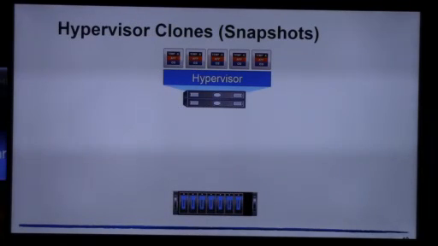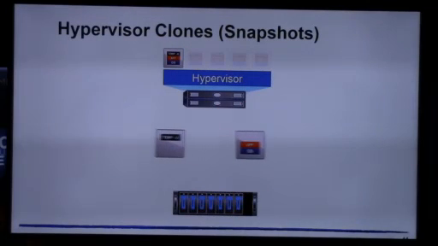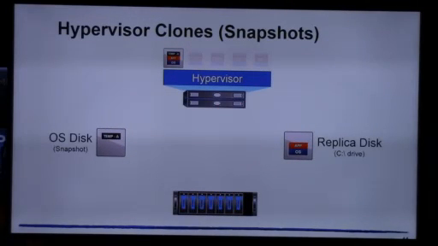So we're going to take the example here of a hypervisor clone, and this is true for any hypervisor that uses snapshots as the underlying method for cloning. We're going to take the virtual machine, and the virtual machine really consists of two parts. The two parts are the OS disk, or the Delta file, and the replica disk, which is the C drive, which is shared amongst all the virtual machines.